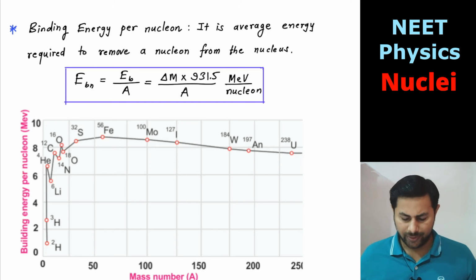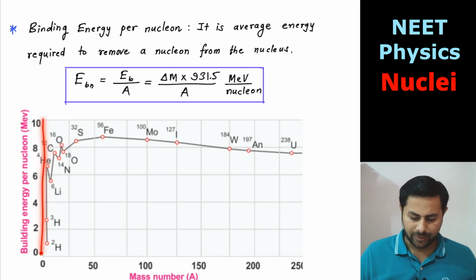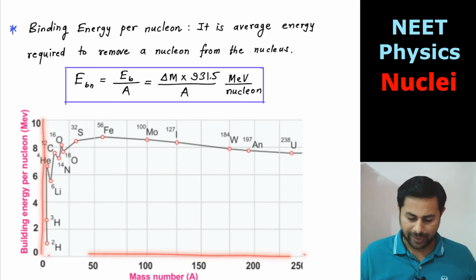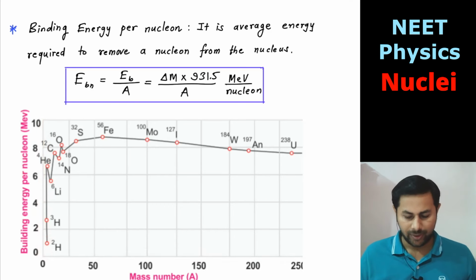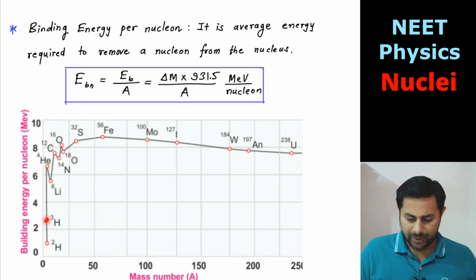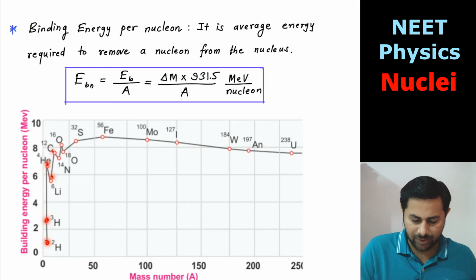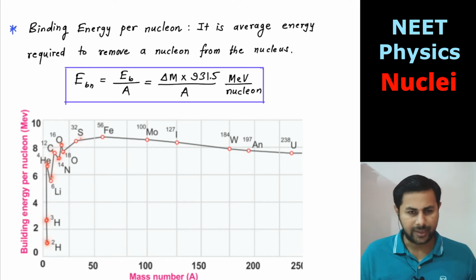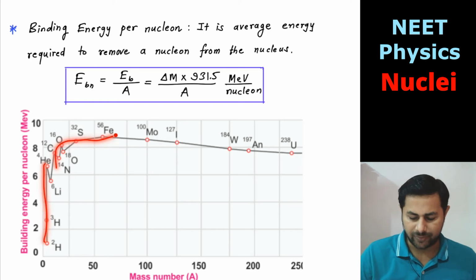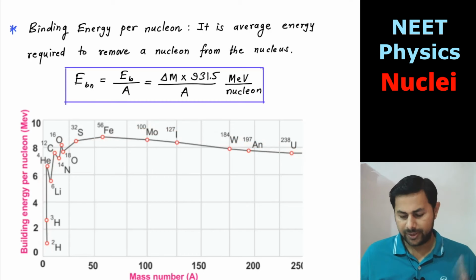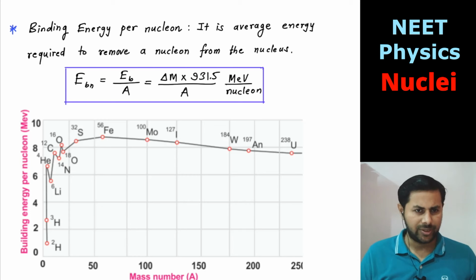Okay, good. Then you have this curve called the binding energy per nucleon curve. Now this would be a discrete set of numbers. You will have discrete points on the graph. It's not a continuous curve. This is an important point. Again, there can be a question like this.